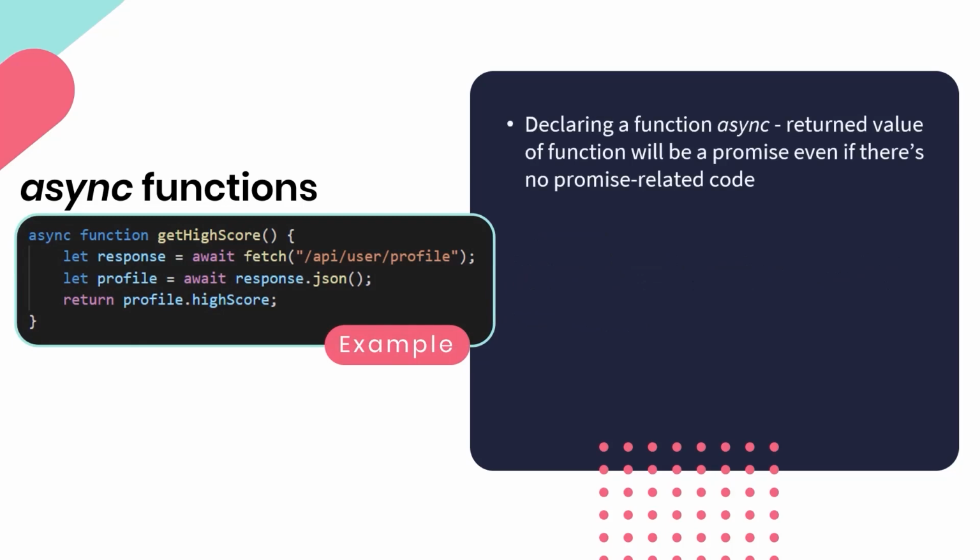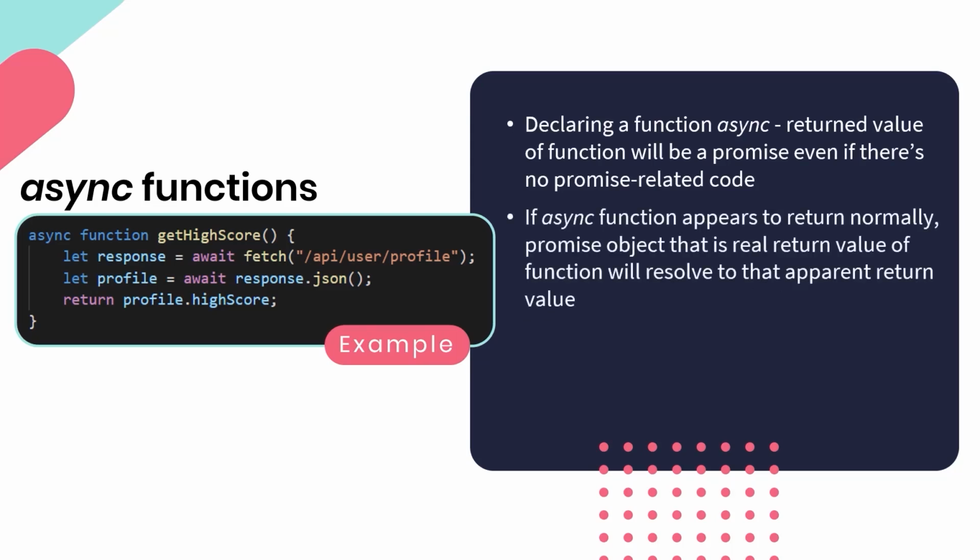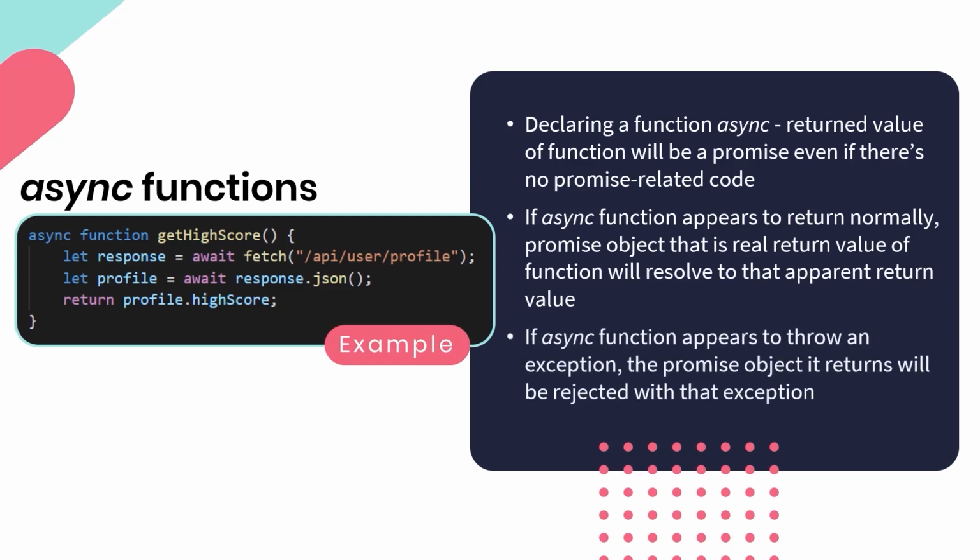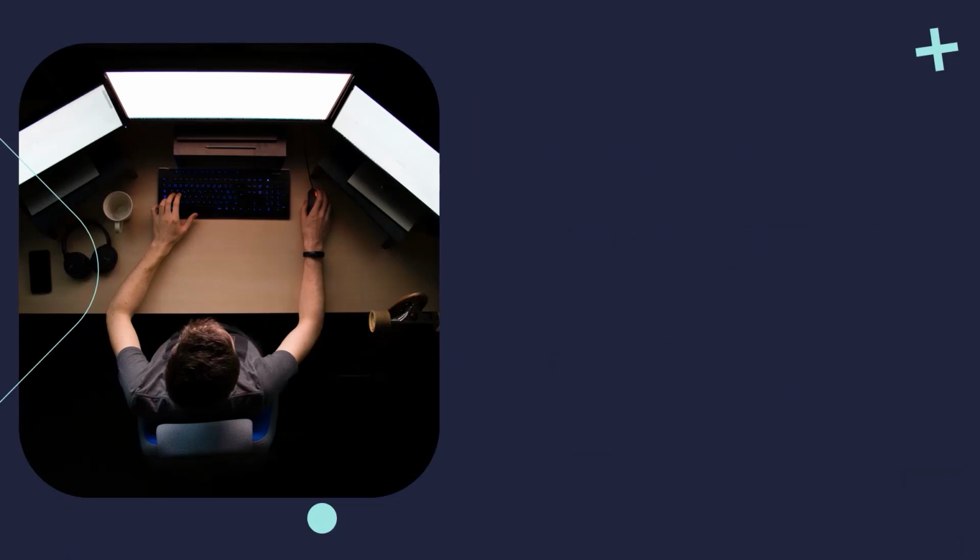Declaring a function async means that the return value of the function will be a promise, even if no promise-related code appears in the body of the function. If an async function appears to return normally, then the promise object that is the real return value of the function will resolve to that apparent return value. And if an async function appears to throw an exception, then the promise object that it returns will be rejected with that exception.